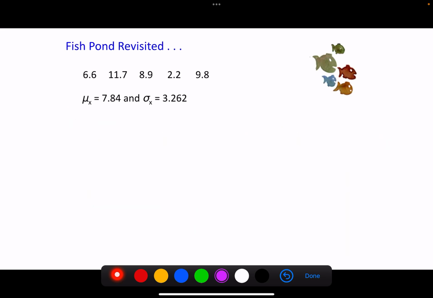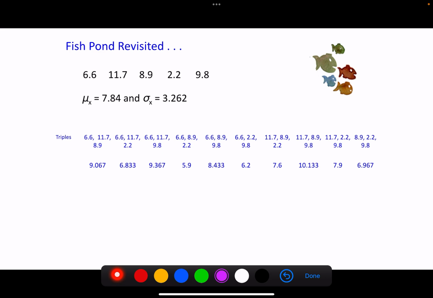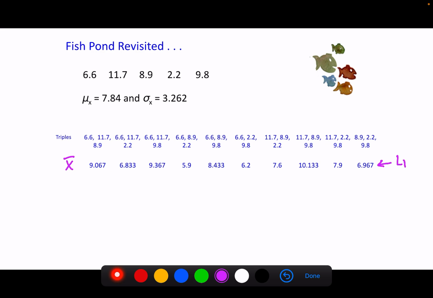Okay, so let's look at it again. This time we're going to do 3, and the triples are already listed on your worksheet. And this section is your sample mean. These values are determined from sampling the distribution of the mean for sample size 3. So these should be in your new L1. You should put those in L1.